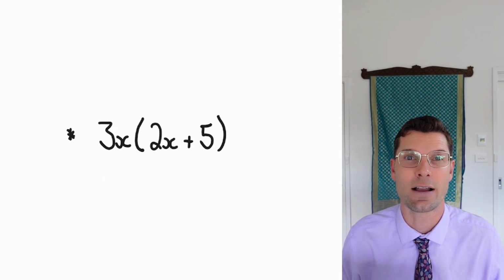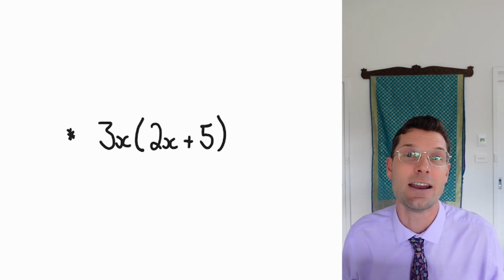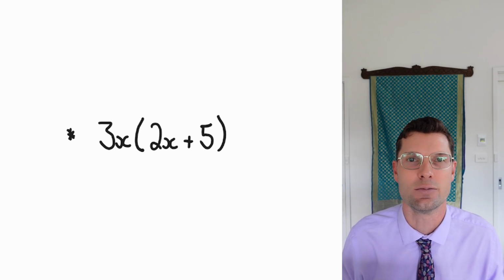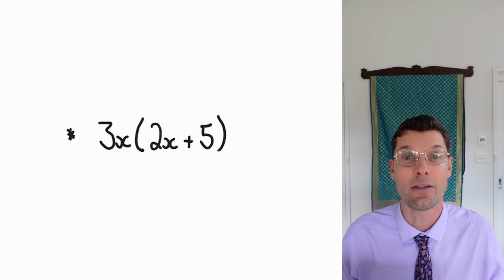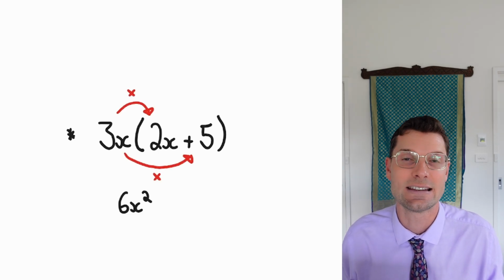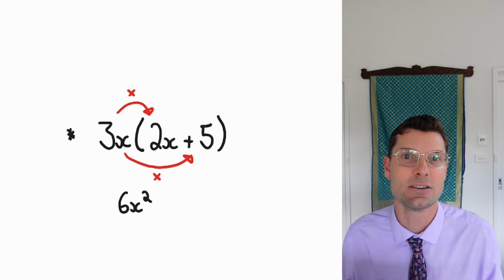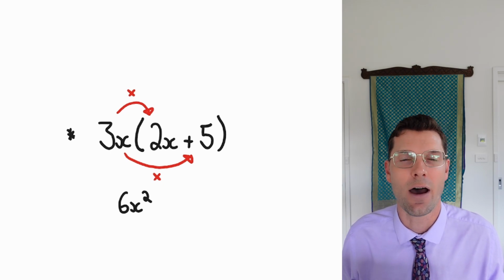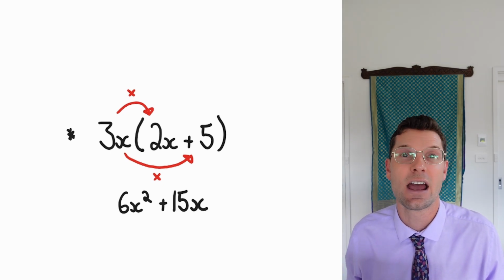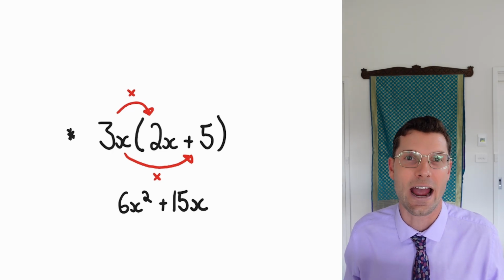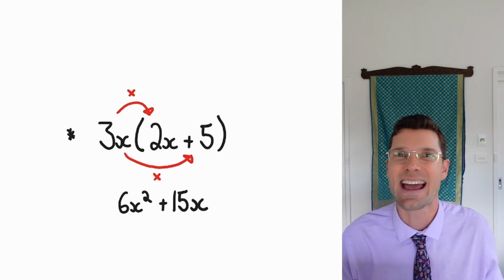So if we had an example like this, we've got 3x outside and 2x plus 5 inside those brackets. We know that we have to multiply the 3x by the 2x, so 6x squared, and then also multiply that front term by the second term, so 3x multiplied by 5, which gives us 15x. This is fully expanded. We're taking an expression that has brackets and getting rid of them.